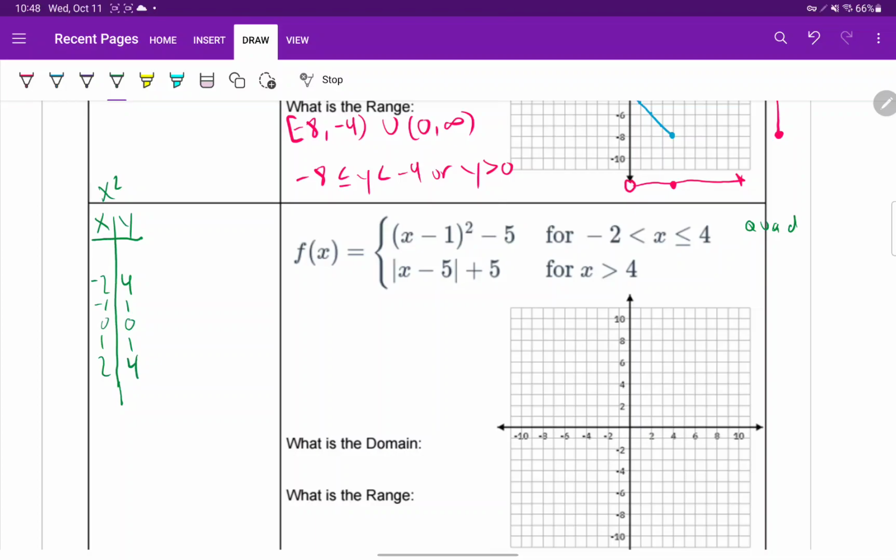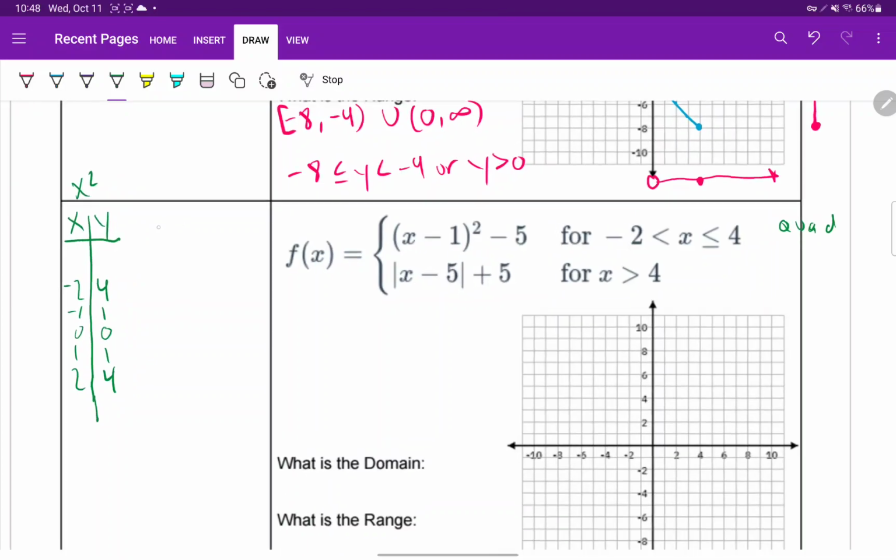All right, from here I'm going to write down my transformations, and then I'm going to make my rule. Inside, we have x minus 1, which is right 1. And then we have y minus 5, which is down 5. For my xy rule, right 1 is x plus 1, and down 5, I think I said that earlier, was y minus 5.